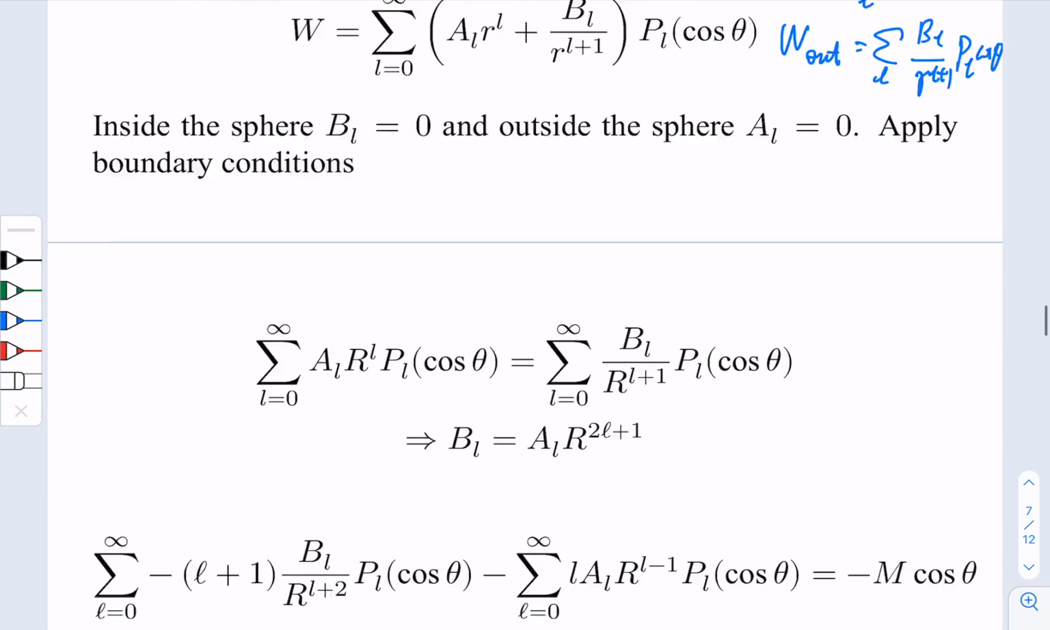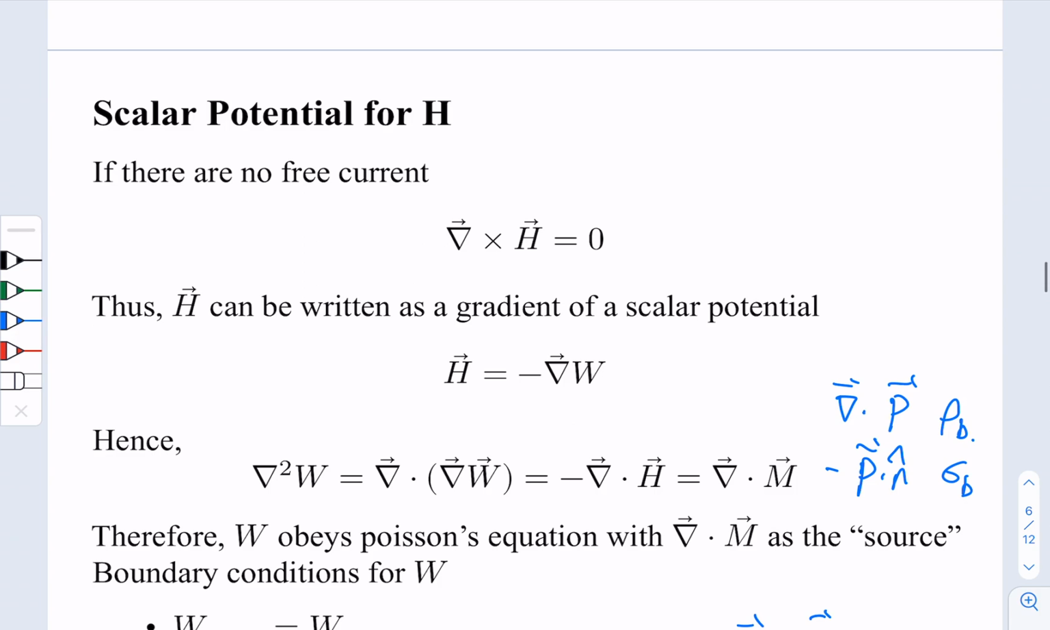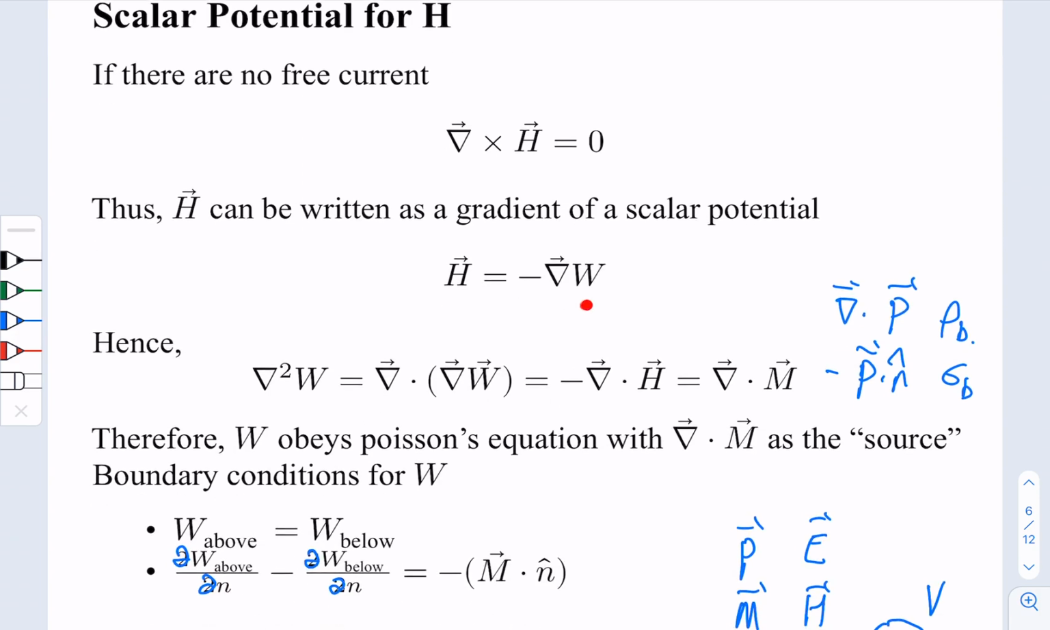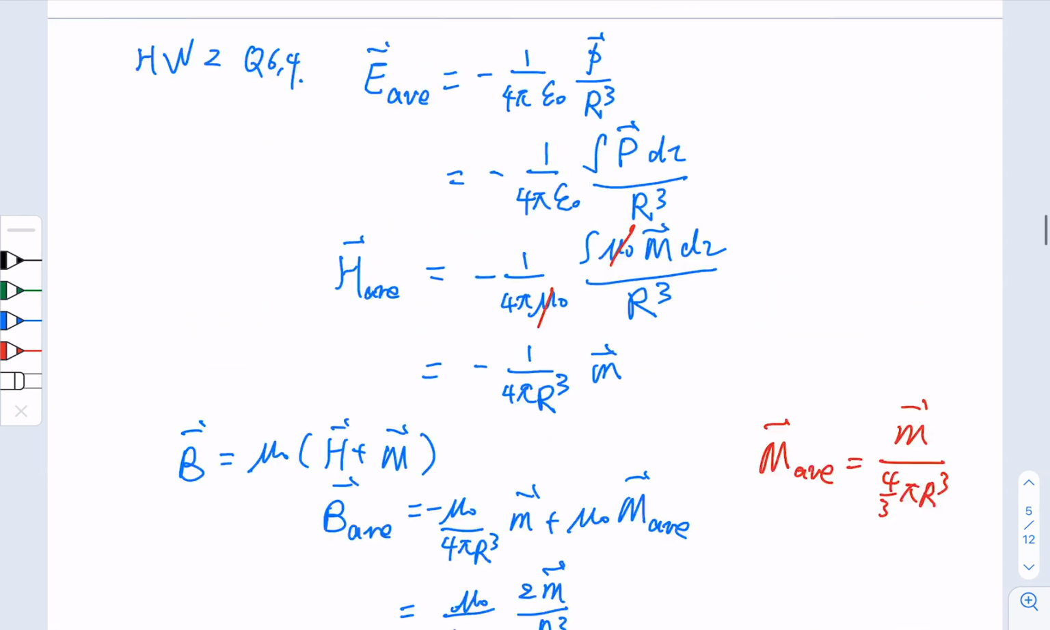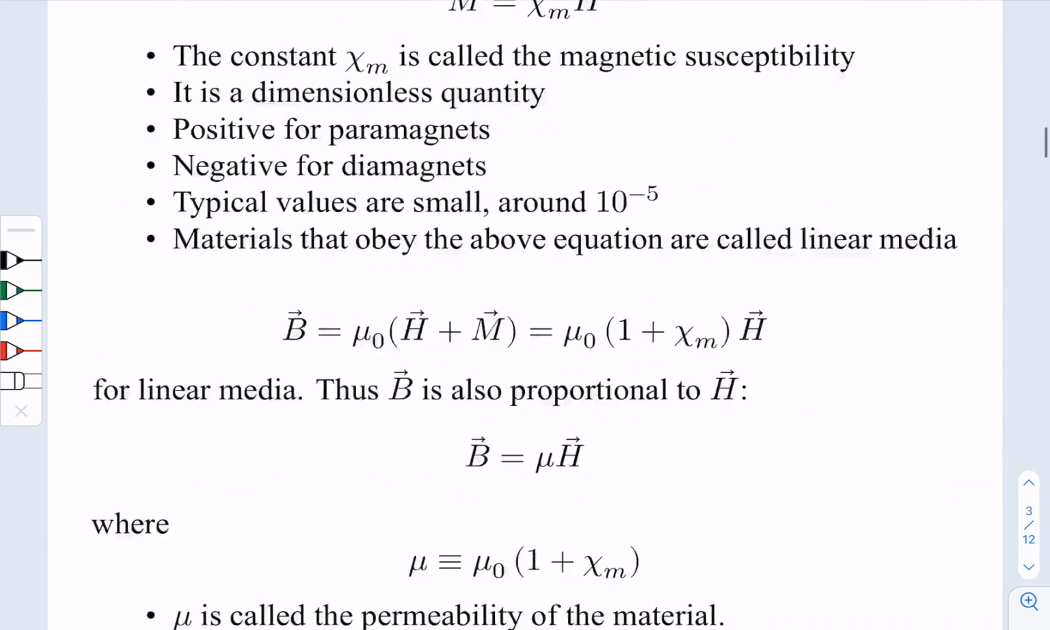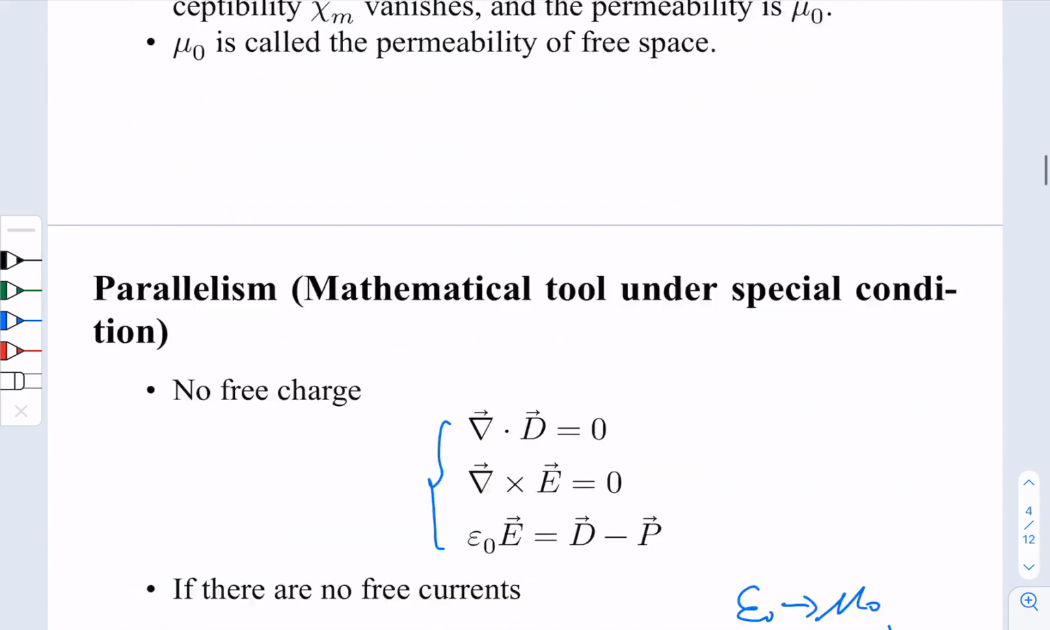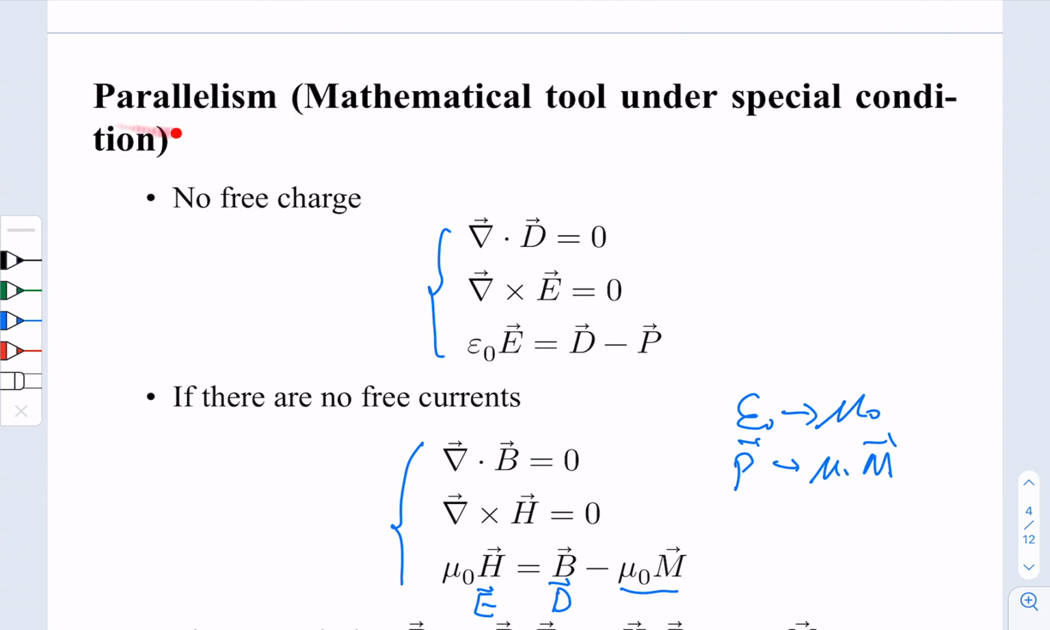So here, by directly recognizing this scalar potential W, we skipped all this mapping tricks and directly use this mathematical method to solve the problem here. So that's the subtle difference between what we have just used about this parallelism and the scalar potential W.